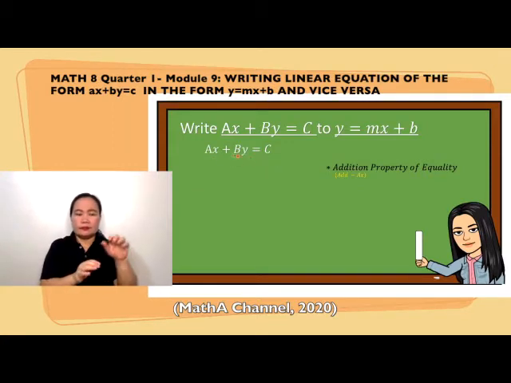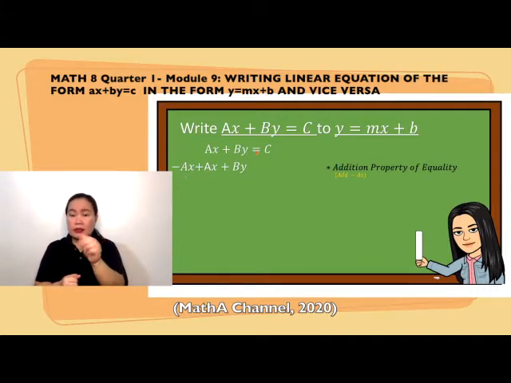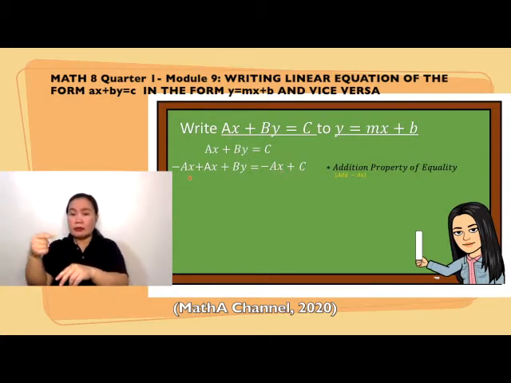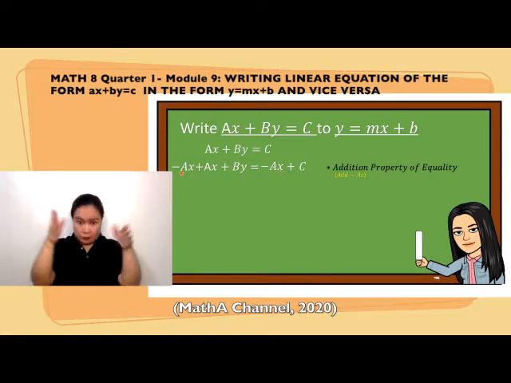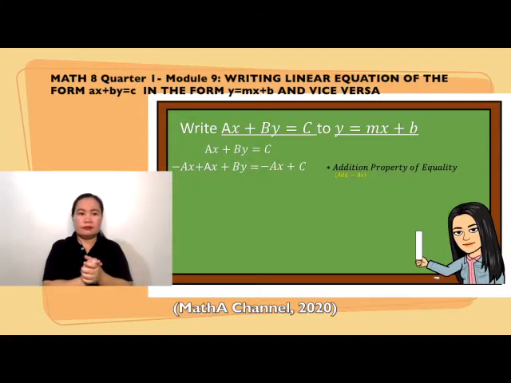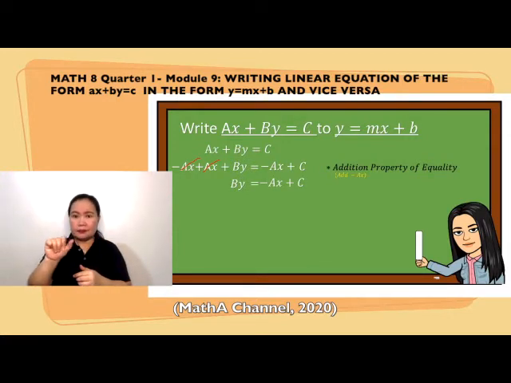So, from this, ax plus by equals c, magkakaroon tayo ngayon ng negative ax plus by equals, mag-a-add din tayo dito ng negative ax plus c. So, in both sides of our equation, meron tayong inadd na negative ax. And then, since we have here negative ax plus ax, so pwede na nating makancel ngayon ito. So, ano na lang ang matitira? So, we now have here by equals negative ax plus c.